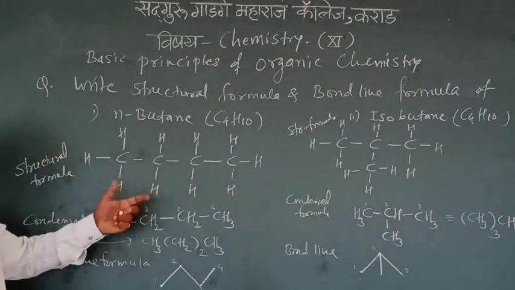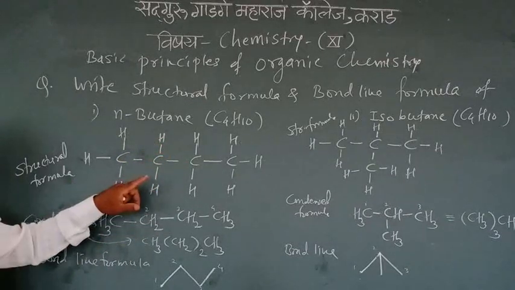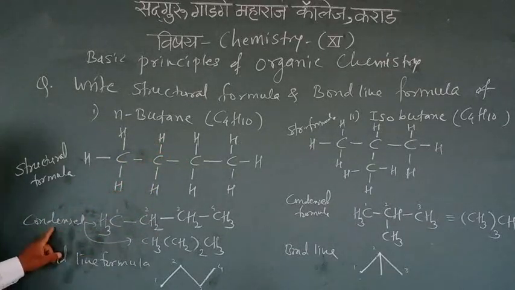So these are the two structures, n-butane and isobutane. Their structural formulas are different. Then the condensed formula is also different. The bond line formula is also different.